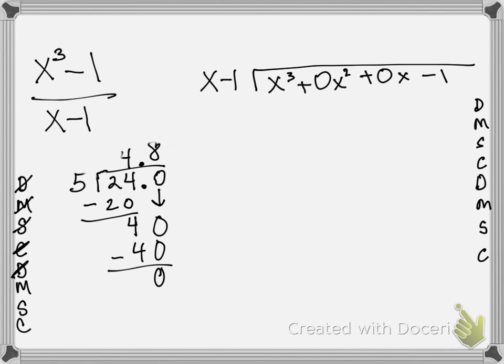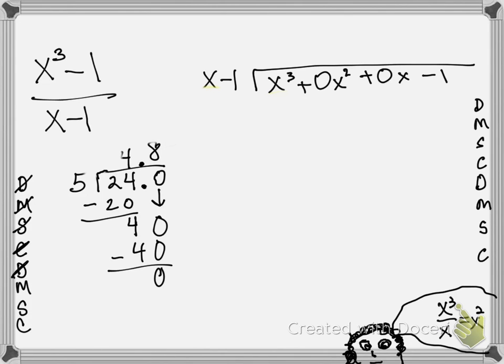So divide, multiply, subtract, carry down. First thing we're going to divide is how many times does x go into x cubed? X times what is x cubed? You can think of that as x cubed divided by x. So you get x squared. X goes into x cubed, x squared times.